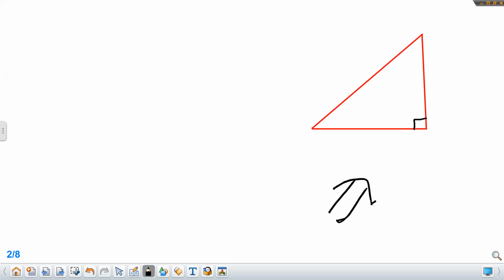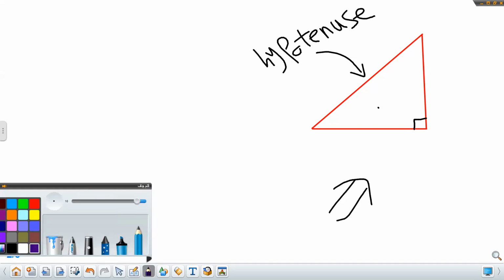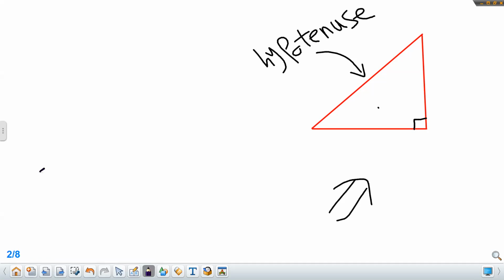Before you know the theorem, you must know what this side is, the biggest side in this triangle. This side is called the hypotenuse. The hypotenuse is the side opposite to the right angle in the right angle triangle. The Pythagorean theorem says hypotenuse power 2 equals side power 2 plus the other side power 2.